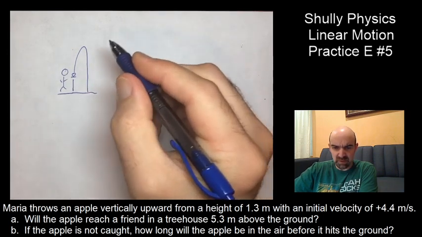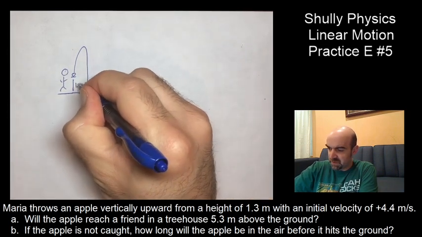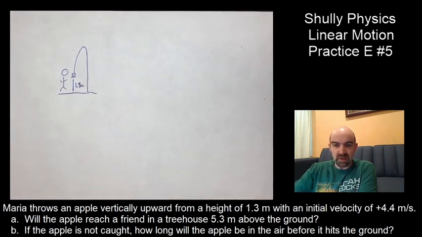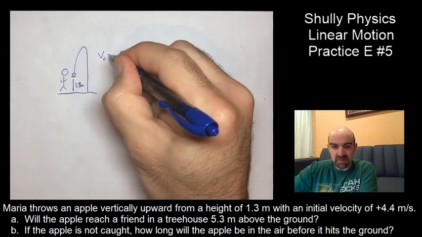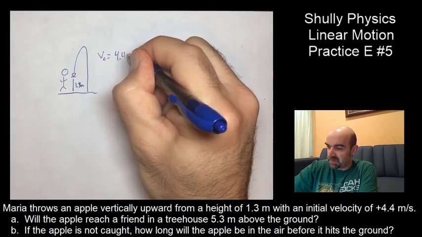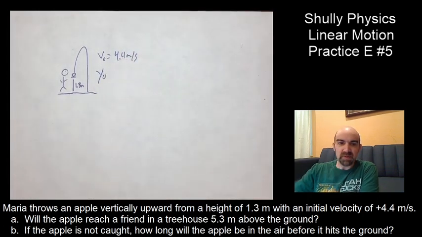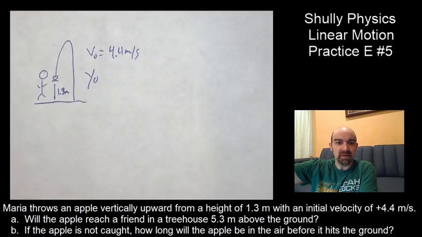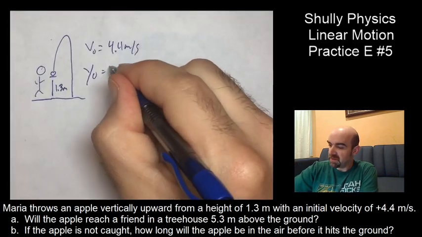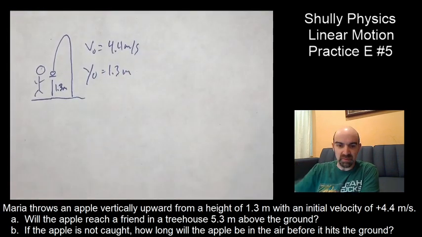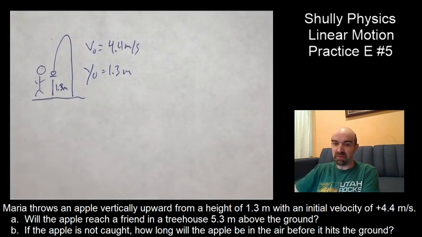So it starts 1.3 meters above the ground with an initial velocity of 4.4 meters per second. I'll go ahead and write the initial y, initial height, 1.3 meters. A, will the apple reach a friend in a treehouse 5.3 meters above the ground?